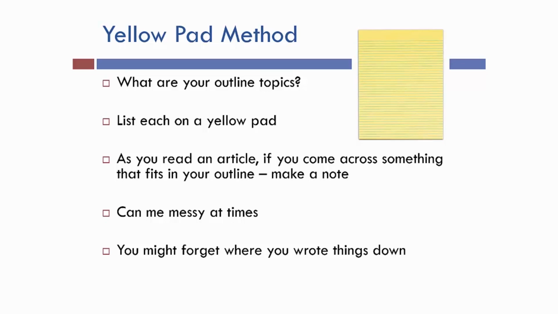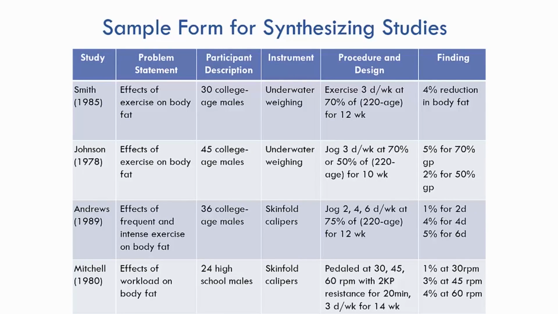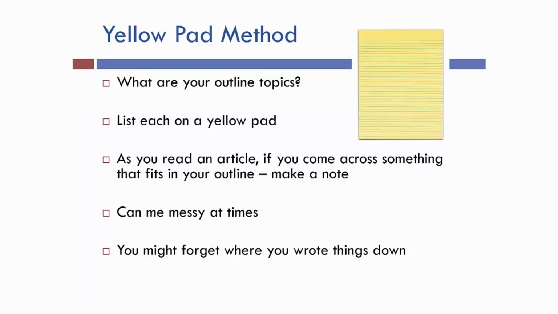Now, one article may have information on 5 of those yellow pads. And so that's where the chart method is tough, because each one is kind of one row. But there are bits and pieces of these articles that may fit into the categories. So if you're going to use the yellow pad method, be organized, okay? And trust what you write down, okay?